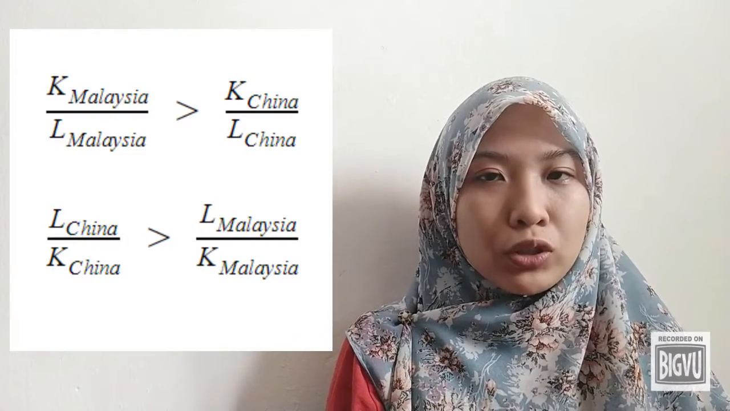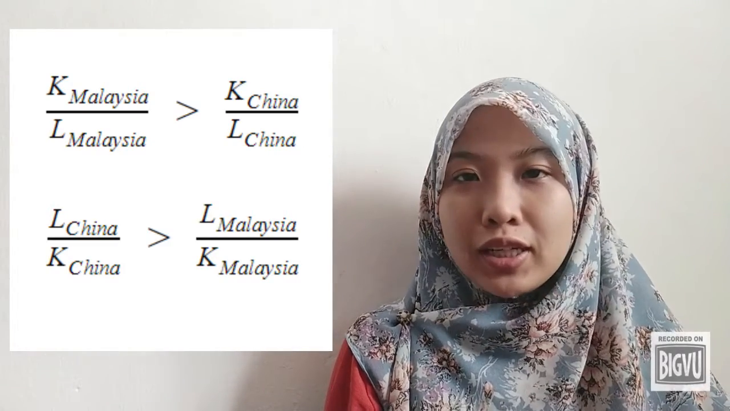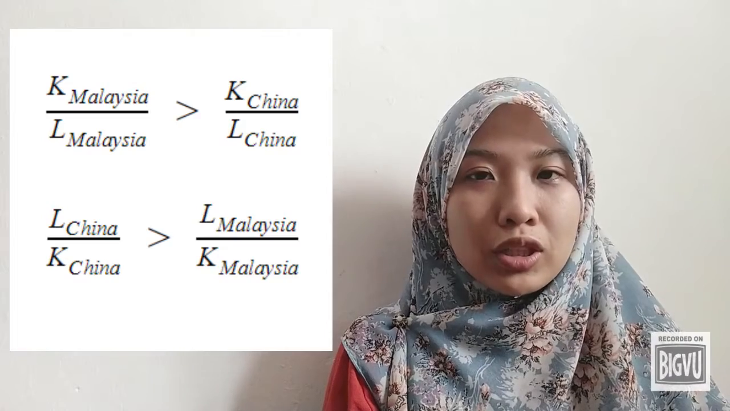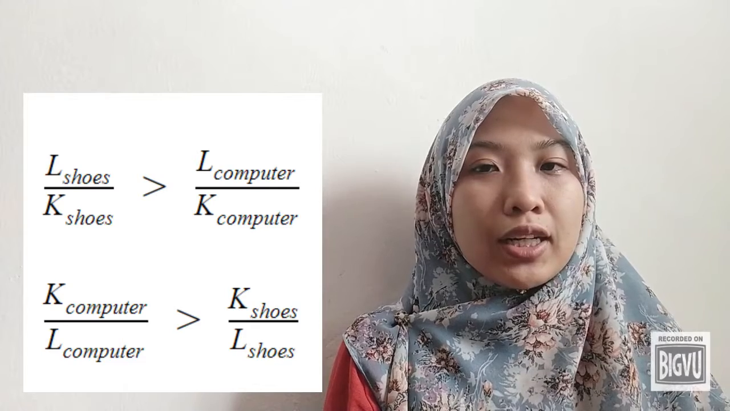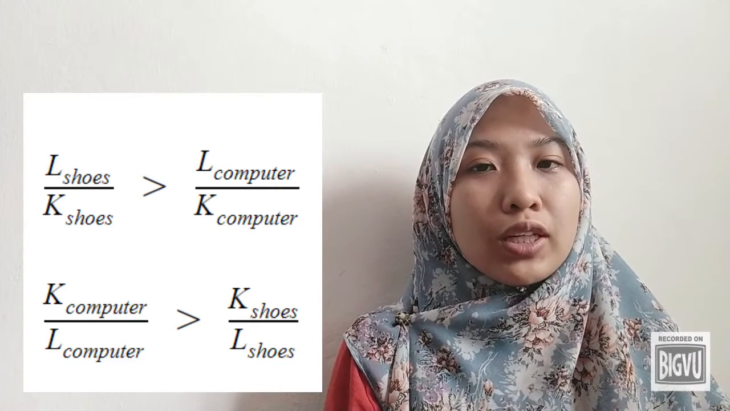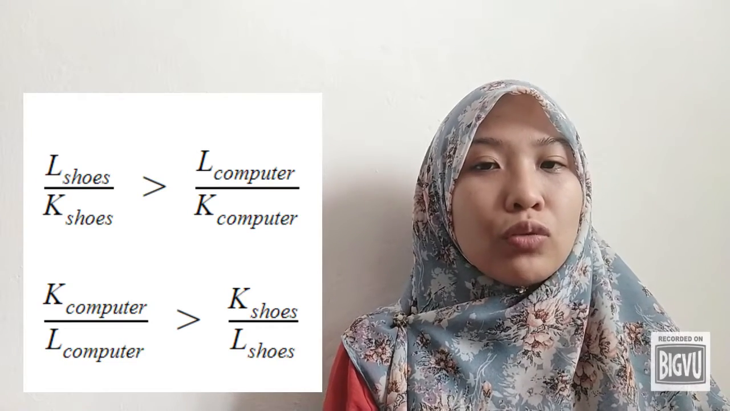To illustrate, we assume that Malaysia is a capital-abundant country, which means that it has higher relative capital supply than China, which is a labor-abundant country. We can denote that the capital-to-labor ratio of Malaysia is higher than the capital-to-labor ratio of China, and the labor-to-capital ratio of China is higher than the labor-to-capital ratio of Malaysia. In addition, we assume that the production of shoes is labor-intensive relative to production of computers, which means the labor-to-capital ratio of producing shoes is higher than the labor-to-capital ratio of producing computers, and the capital-to-labor ratio of producing computers is higher than the capital-to-labor ratio of producing shoes.